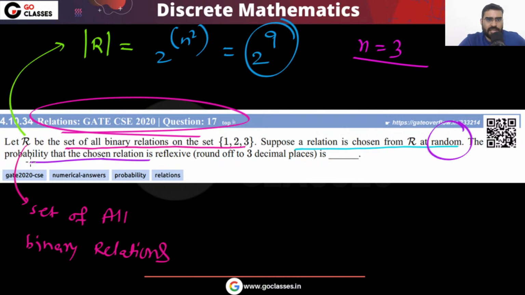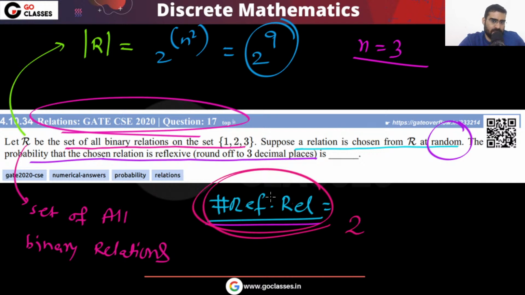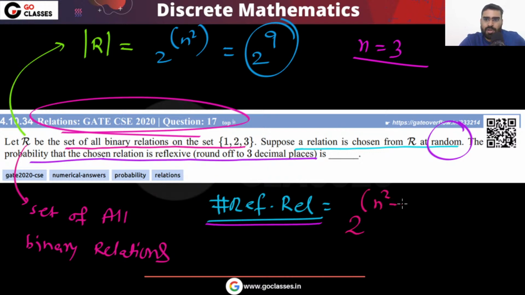The probability that the chosen relation is reflexive. First of all, what is the number of reflexive relations? Remember, in a reflexive relation, all the main diagonal entries will be 1. So the number of reflexive relations will be 2 power n square minus n. That is 2 power 3 square minus 3, so that is basically 2 power 6. So you have these many reflexive relations.